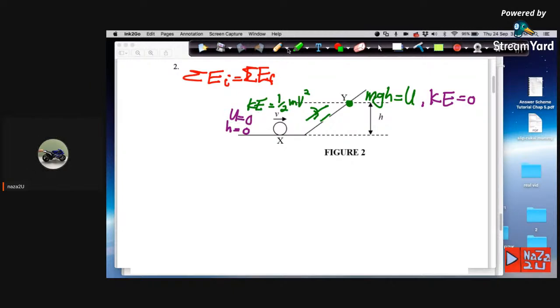So maksudnya kat sini, kalau kita nak ringkaskan, pada masa ini dia cuma ada tenaga kinetik, pada masa ini dia cuma ada tenaga keupayaan. So, jadi kalau ikut conservation of energy, tenaga awal sama dengan tenaga akhir. Initial is referred to the kinetic energy and the final is referred to the potential energy.